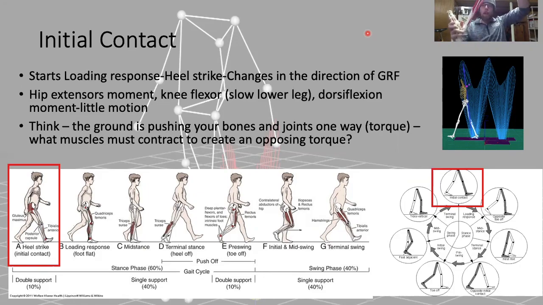hit the ground, and there's ground reaction force that goes the opposite direction, right back up on you. And what it's trying to make you do is this, right? So what opposing muscle groups help to stop that from happening? Hip extensors, knee flexor, dorsiflexion.